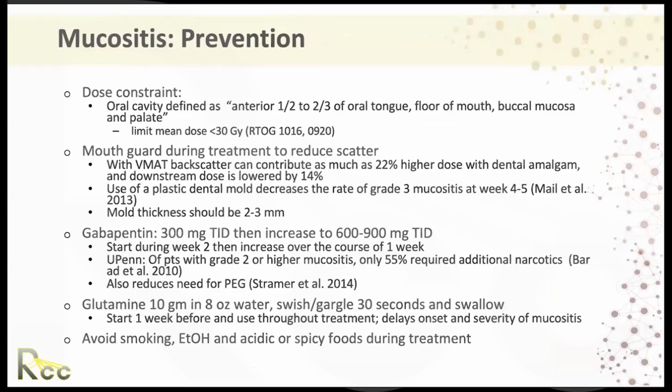So now let's talk about prevention. What things can you do to prevent mucositis? Really, the most important thing that you can do is spare the oral cavity. So in patients where you're treating oropharynx or larynx, or tumors that don't involve the oral cavity, it's really important to contour that anterior half to two-thirds of the oral cavity and floor of mouth and try to spare that as much as possible.